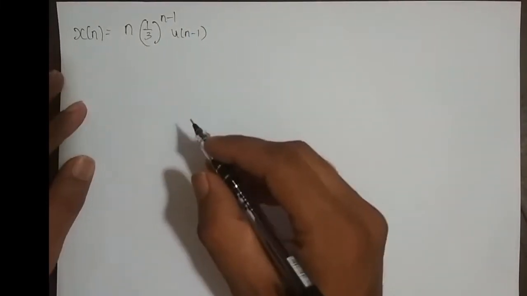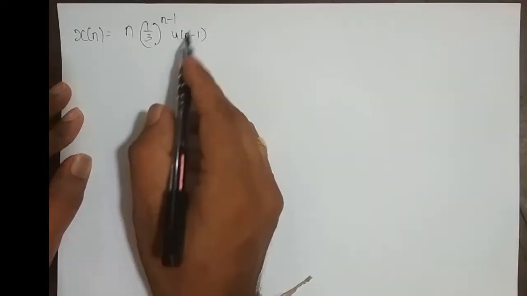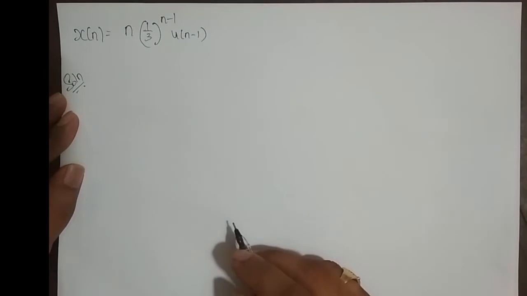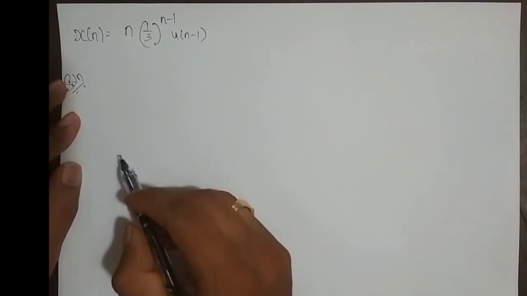Hey guys, we shall continue with the problems. So this time x of n is n into 1 by 3 power n minus 1 u of n minus 1. So we shall try to solve this problem. What is our aim here? I have to find its Z transform and ROC using appropriate properties of Z transform.